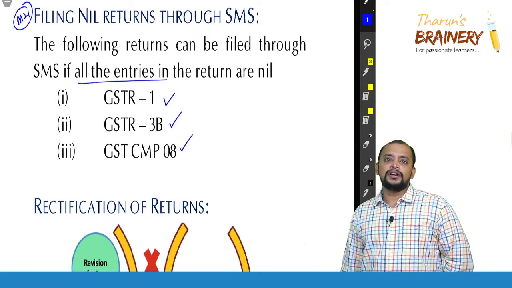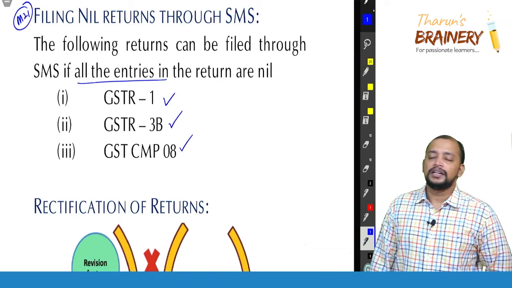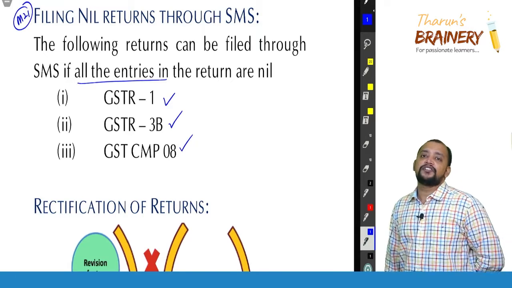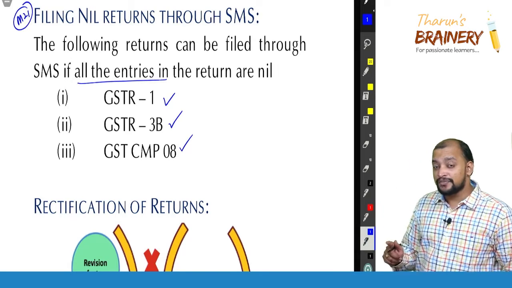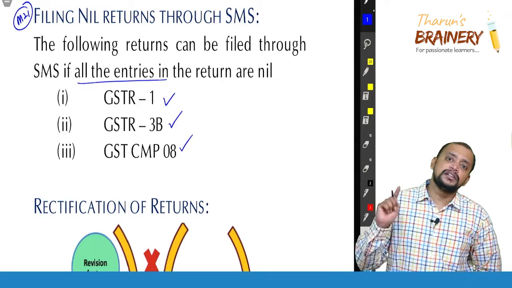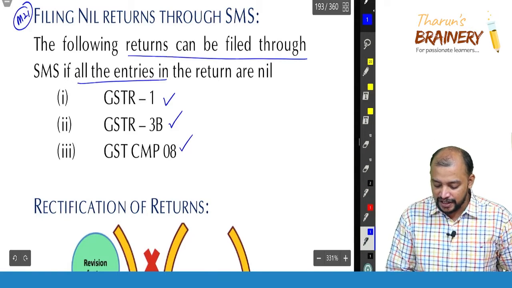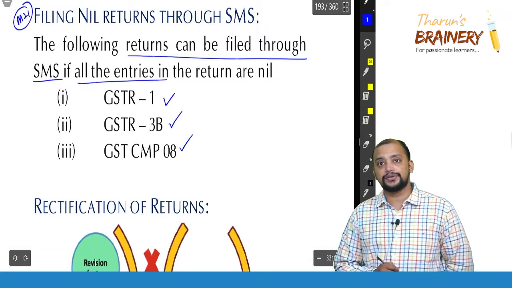For example, if there are a few entries with some numbers, but tax payable is nil, in that case it cannot be filed through SMS. So it can be filed through SMS only when all entries in the return are nil. Then you can file the return. Returns can be filed through SMS. Understood?